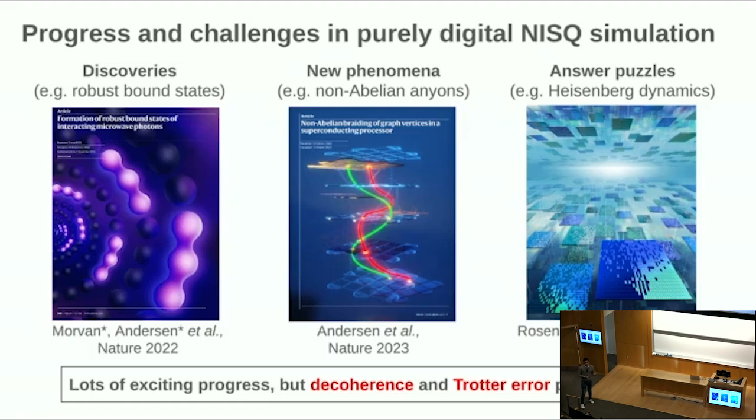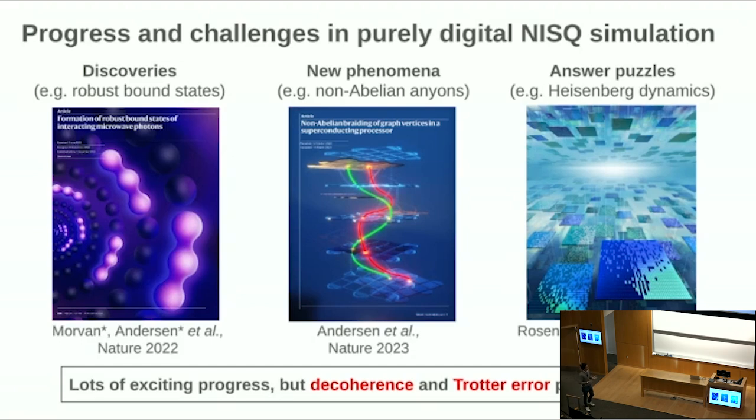So first of all, we're now in a very exciting era where we can really start using our quantum hardware to do very interesting things. We can start making discoveries, for instance, of robust bound states of microwave photons, as you see on the left here. We can realize completely new physical phenomena, such as the braiding of non-abelian anyons. We can answer interesting questions, for instance, about the universality class of the dynamics in a Heisenberg spin chain. So clearly, there's a lot of very exciting progress here, but there are also important challenges.